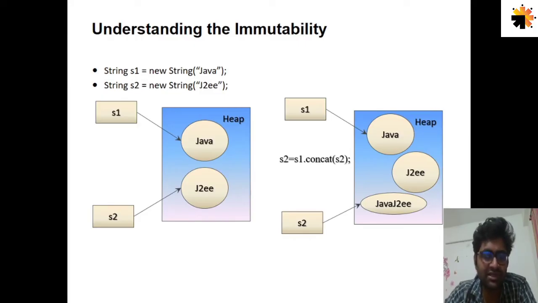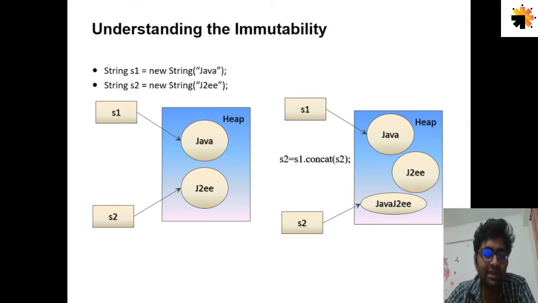The first two objects are Java and j2ee, and then when you are modifying s2 by giving s1.concat(s2), we are storing the result inside s2 itself. So s2, which is initially pointing to j2ee in the first diagram, will now point to the new object which is created, Java j2ee. So what happens to the object which is already existing, which is j2ee? It will lose its reference.